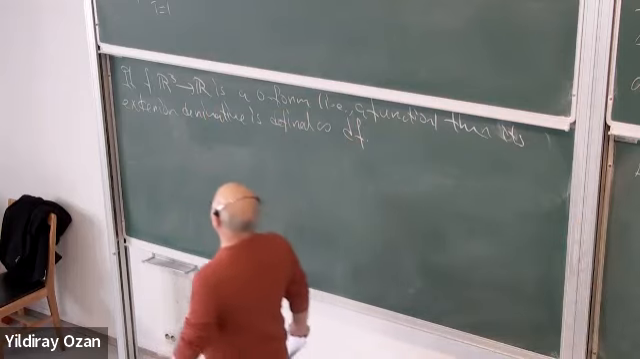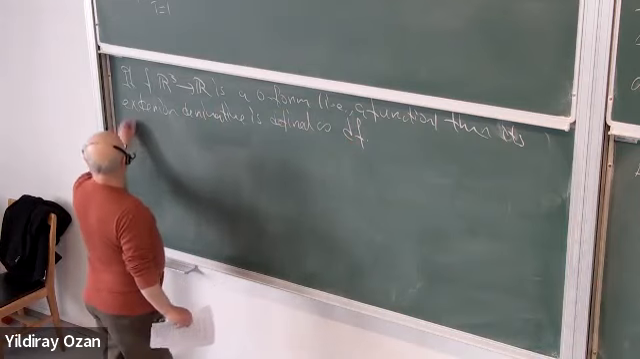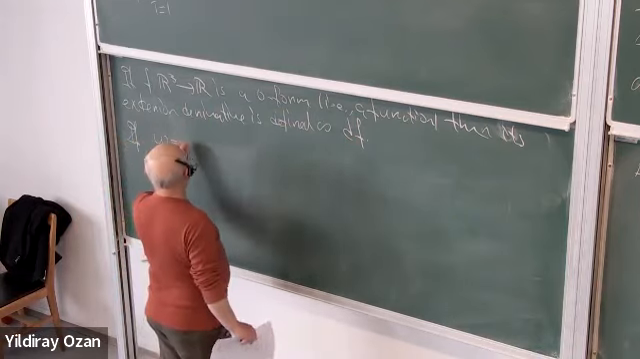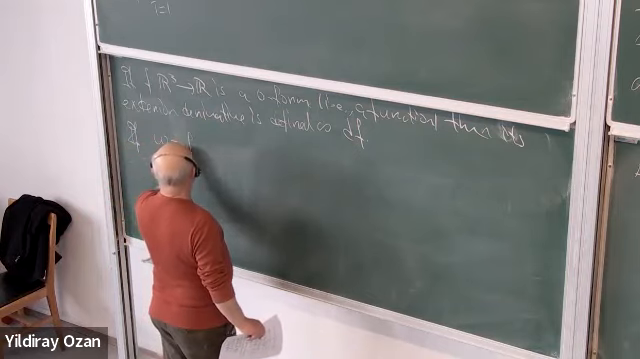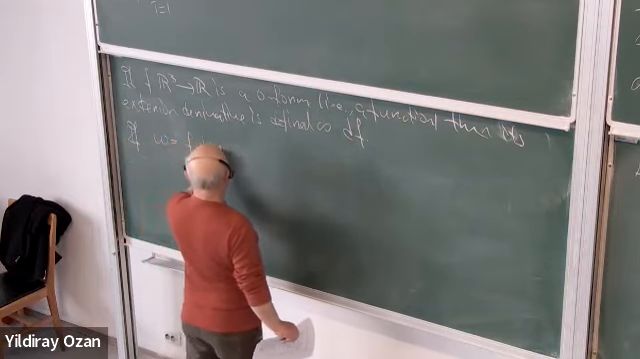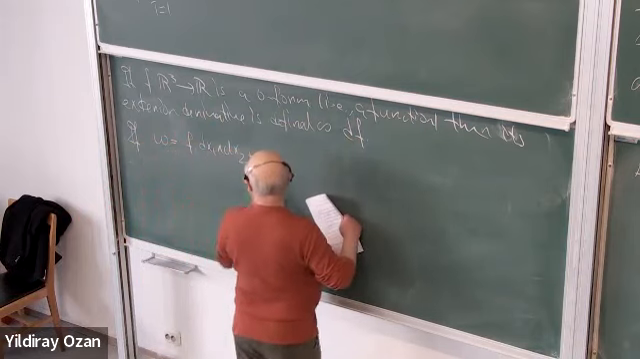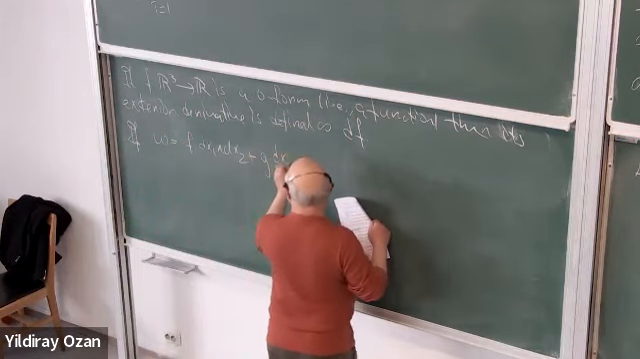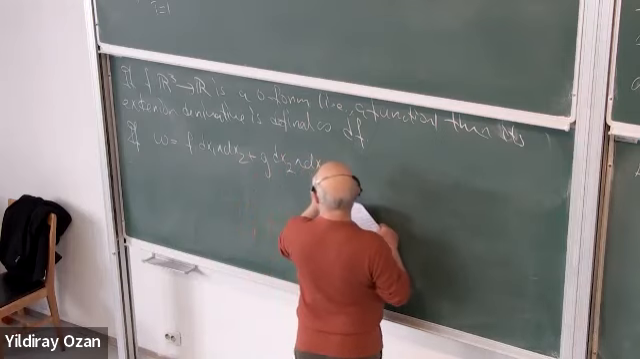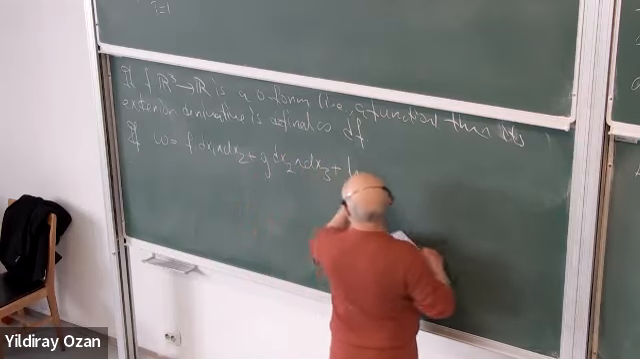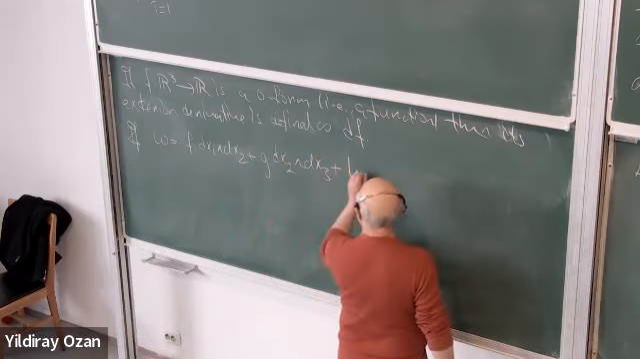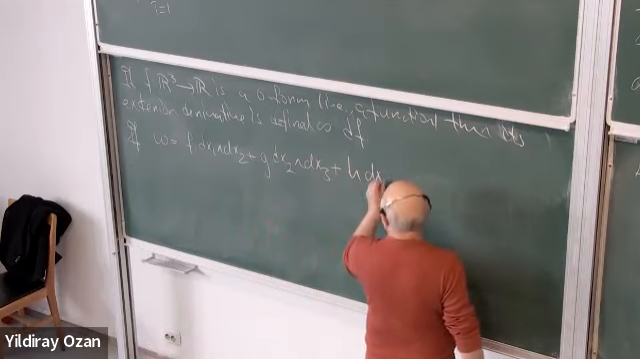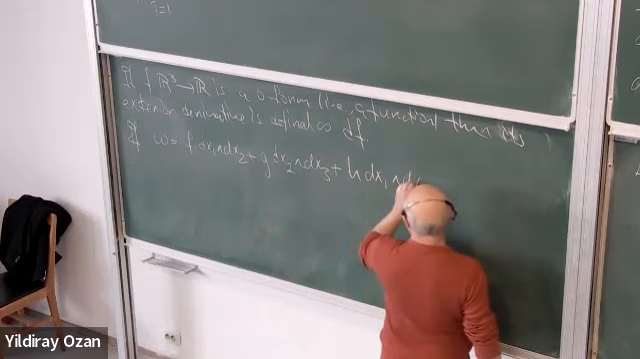And if you have a two form, if let's say omega is the two form like this, f dx1 wedge dx2, plus g dx2 wedge dx3 plus h dx1 wedge dx3.